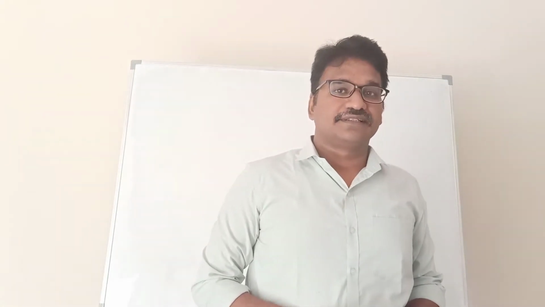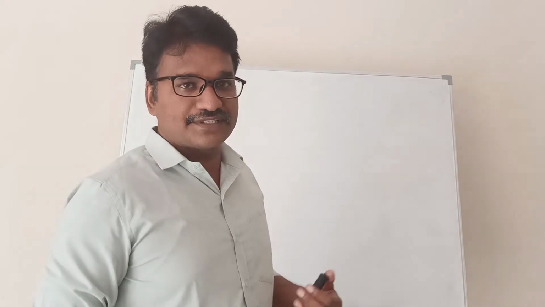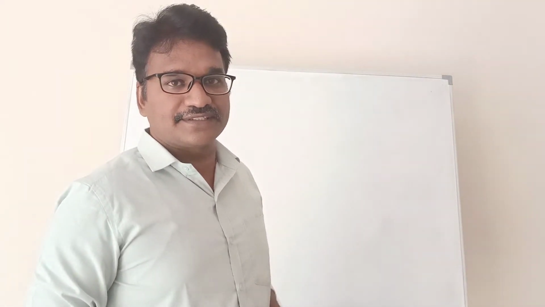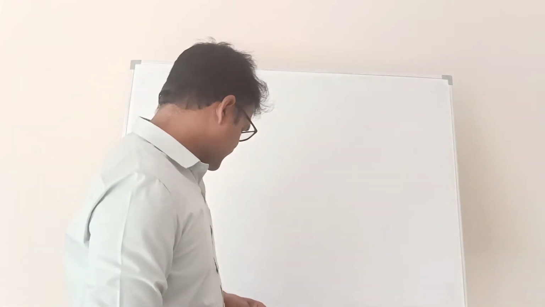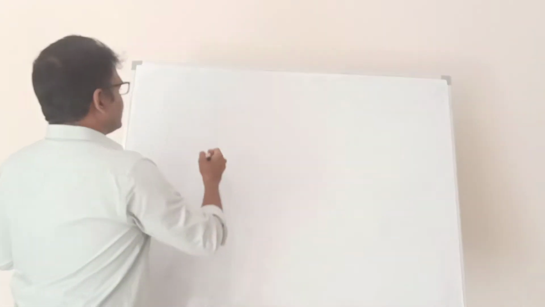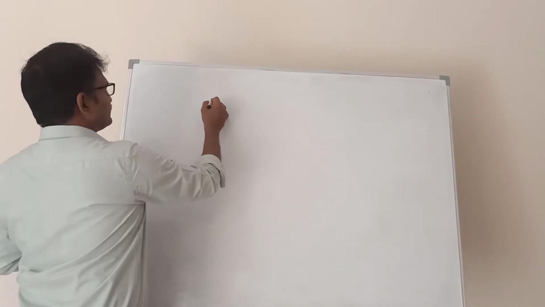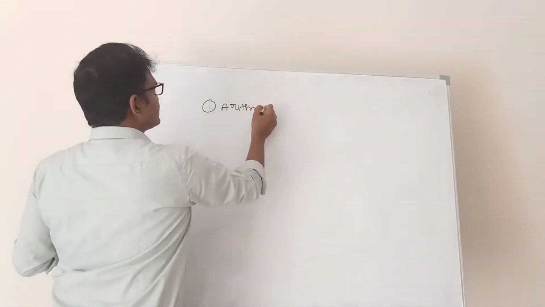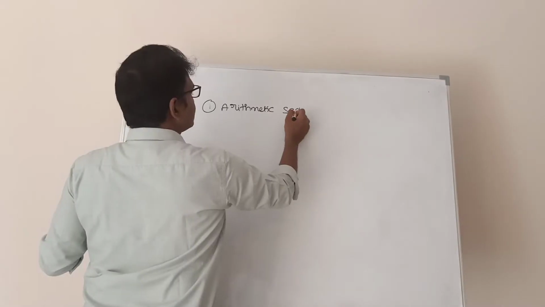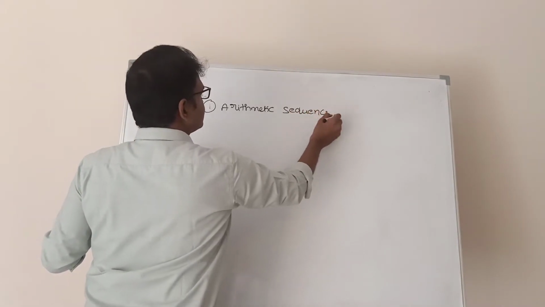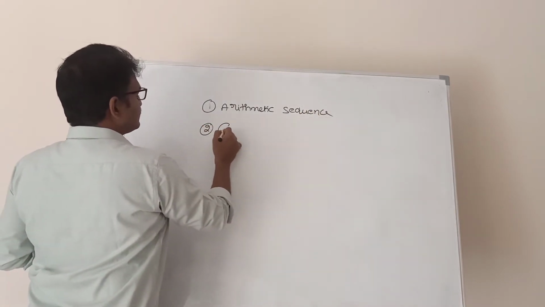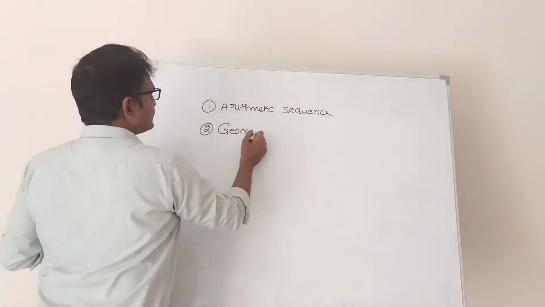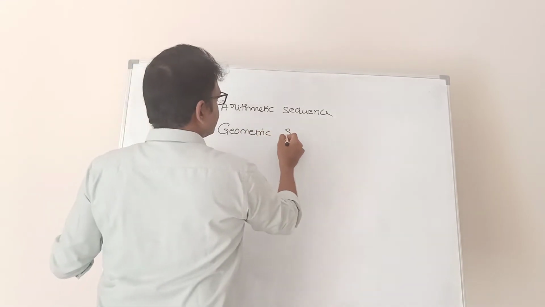Introduction of sequence and series. Today we are going to discuss some examples of the sequences. There are four types of sequences. First one is arithmetic sequence. Second one is geometric sequence.